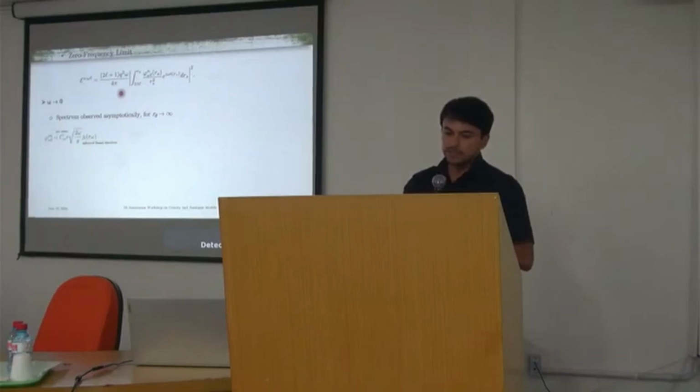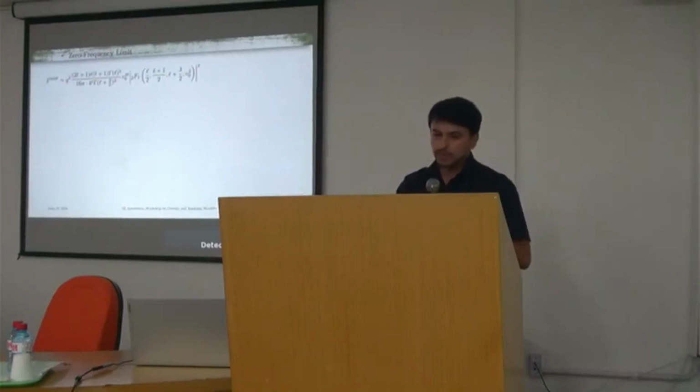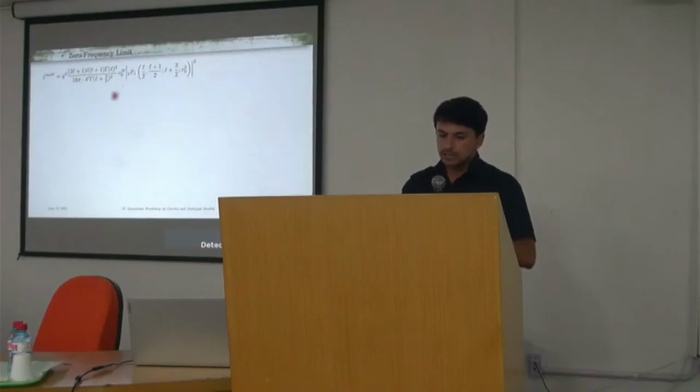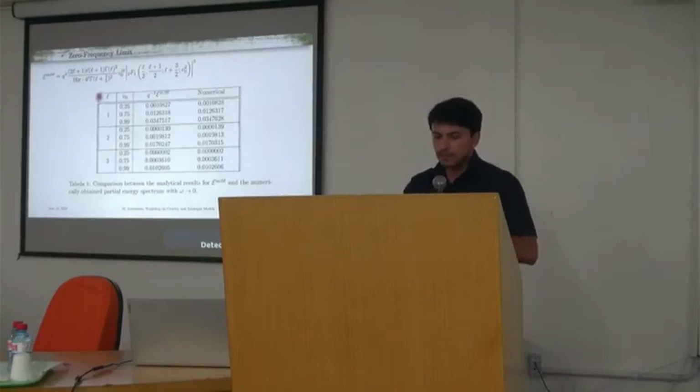In the zero frequency limit, the radial modes can be written in this form, where C omega is a normalization constant, and B in this case is a known constant, such that explicitly we obtain this for the partial spectrum in the zero frequency limit. Here, F is the Gauss hypergeometric function, and as you can see, this spectrum vanishes for vanishing initial velocity. Of course we can compare this with the numerical results, and we find a good agreement.